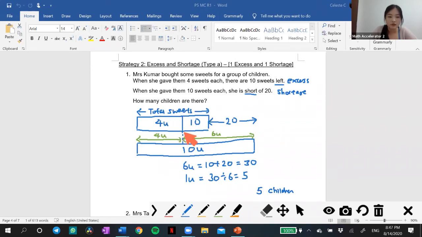So this is not part of the question, it's another type. If they ask you, how many sweets does Mrs. Kumar have, you have to find 4 units here and you add 10, because that is the total sweets here. Okay, if you don't understand, it's okay. We have another question below. So let's take a look.